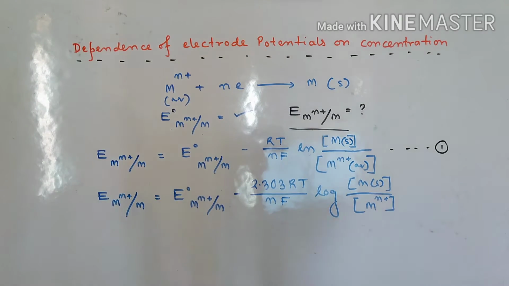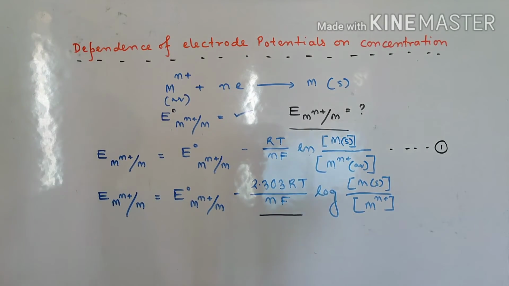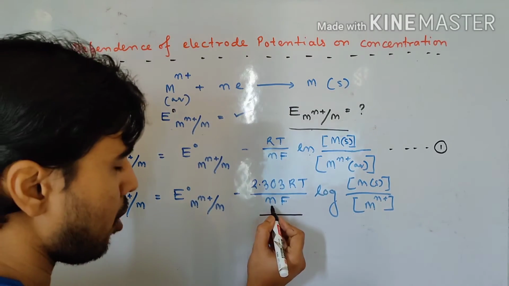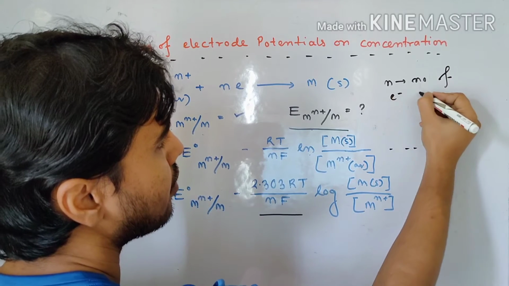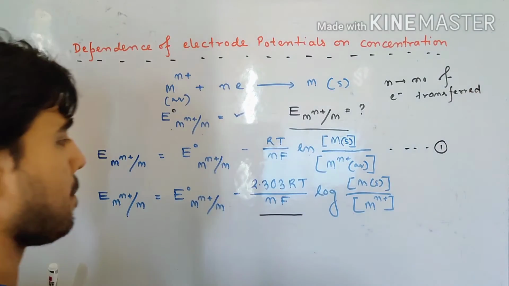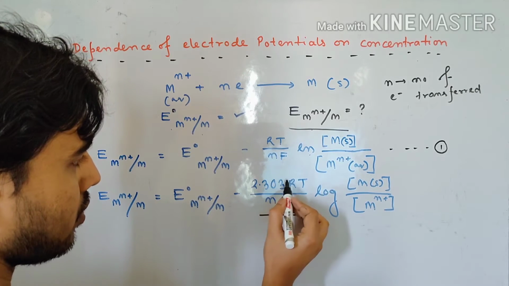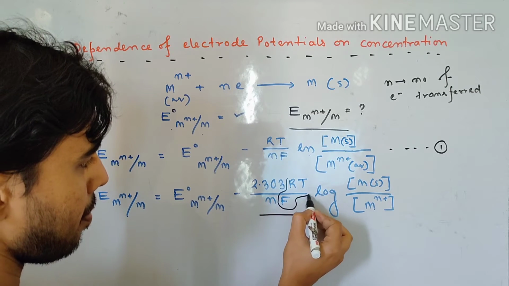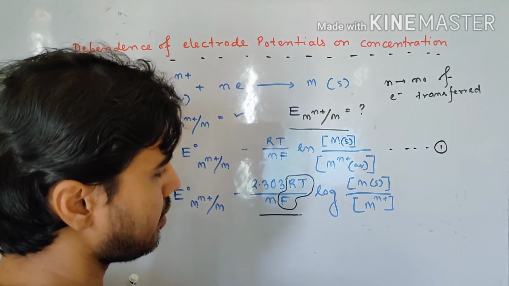Furthermore, just check this part. R is the molar gas constant, the value is already known, 8.314. n is the number of electrons transferred, and F is the Faraday. So if we want to calculate this part separately, we know all these values, right?